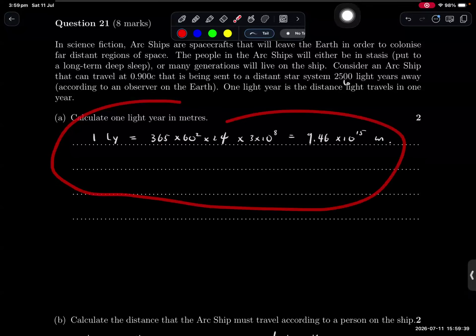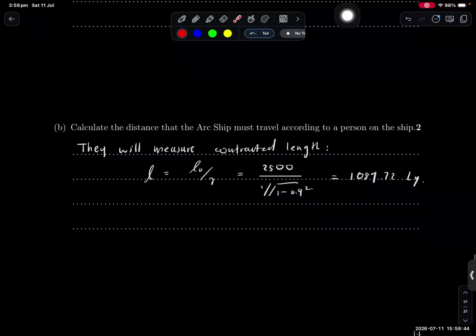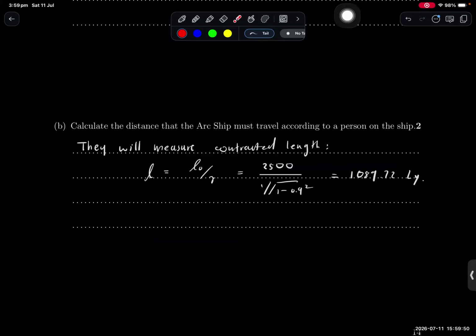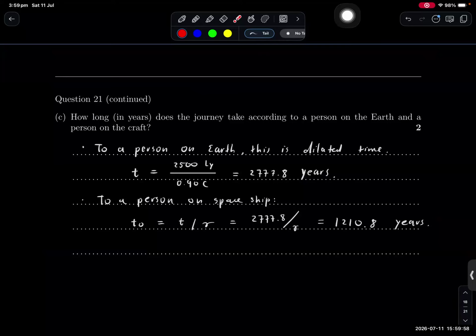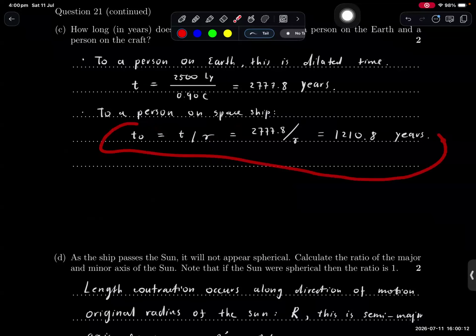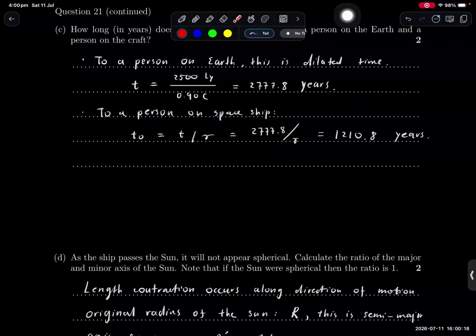Once again, that should be quite trivial. Question B, calculate the distance that the ark ship must travel according to the person on the ship. It is a contracted length, so you just divide by the Lorentz factor. Question C, how long in years does the journey take according to a person on Earth and a person on the craft? To a person on Earth, this is dilated time, but to a person on the spaceship, you get the proper time. So the events are still departure and arrival.